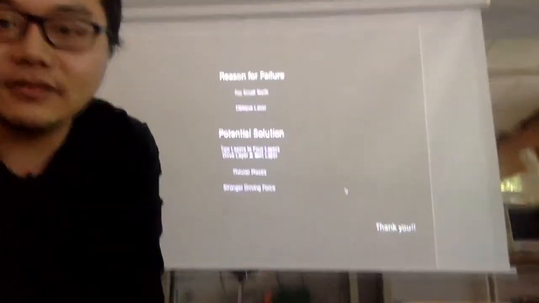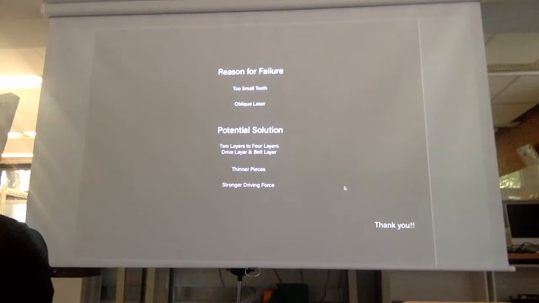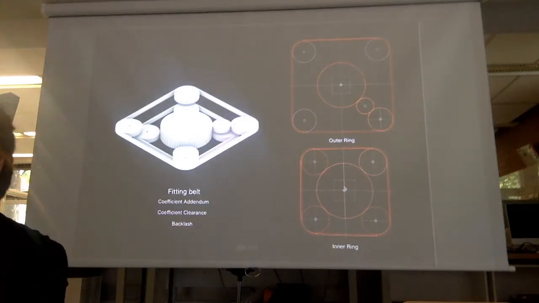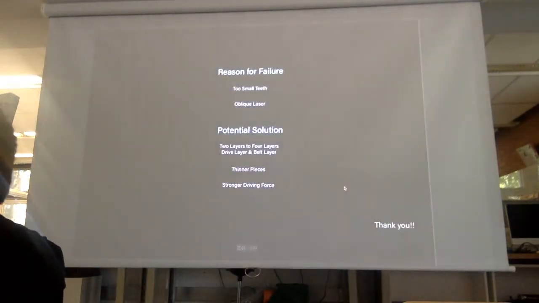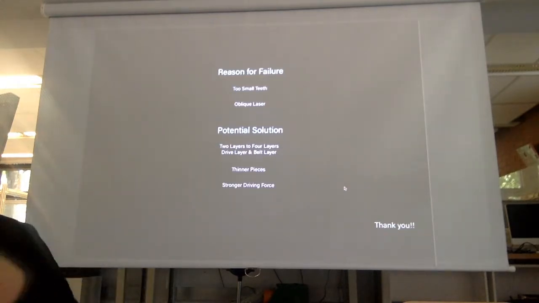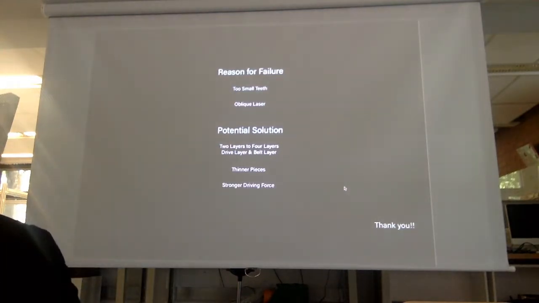Okay. Analyzing the reasons for failure. The first, maybe the teeth are too small because I needed to fit the belt, as I said before. But the teeth are too small finally to fit the belt. They cannot drive each other. The second problem maybe is that the laser cut the gears not very well, so they also cannot drive each other in the end.